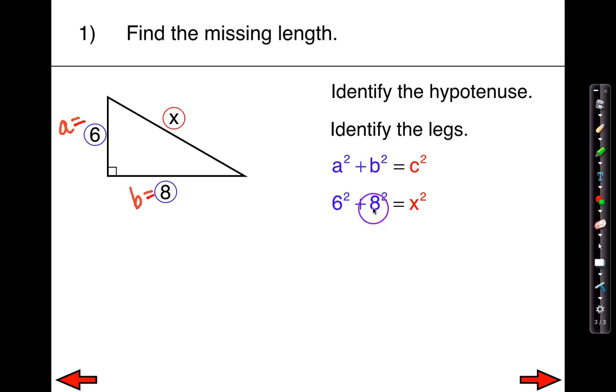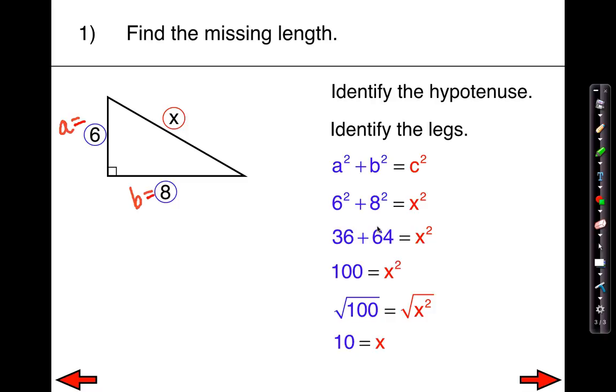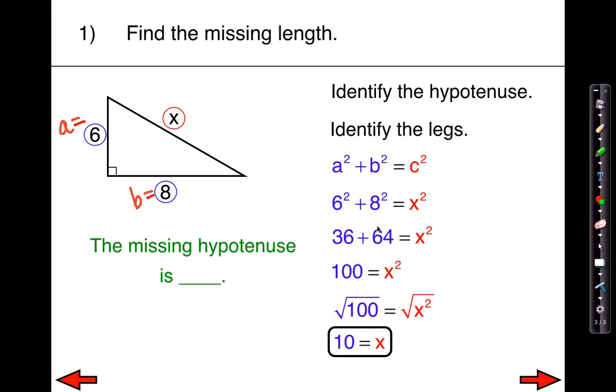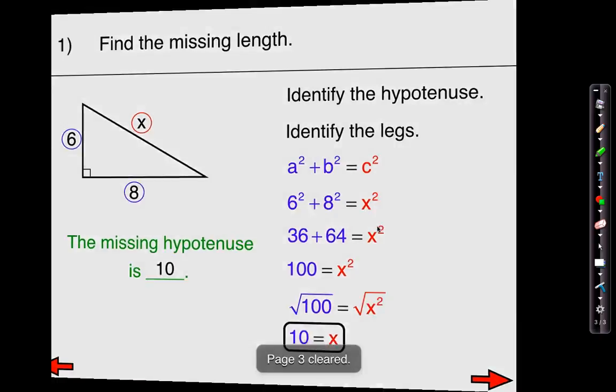And of course x is my c squared. Now all you have to do is simplify this. 6 squared is 36, 8 squared is 64, so we have 36 plus 64 equals x squared. You're going to take another step further and simplify. 36 plus 64 is 100, so 100 equals x squared. Keep solving. We're going to take the square root of both sides and find that x equals 10. So to answer the question, in this case it's the hypotenuse. The missing hypotenuse is 10. And that's it.